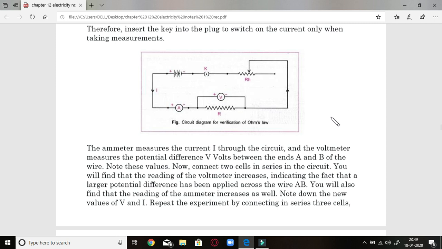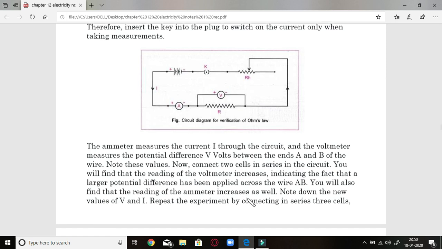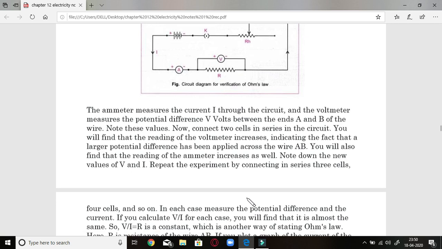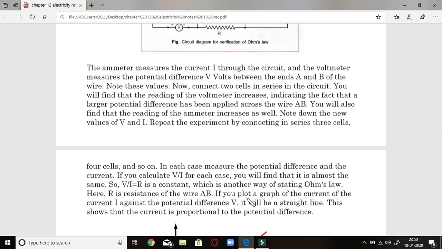The ammeter measures the current I through the circuit, and the voltmeter measures the potential difference V volt across it when only one cell was connected. Now we can note these values. Now connect two cells in series in the circuit. Again take the readings of the voltmeter and ammeter. On paper, you will find that the reading of the ammeter increases with the reading of the voltmeter. Note down the new values of V and I again.